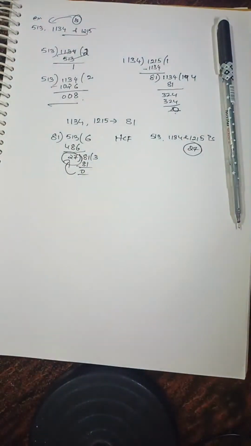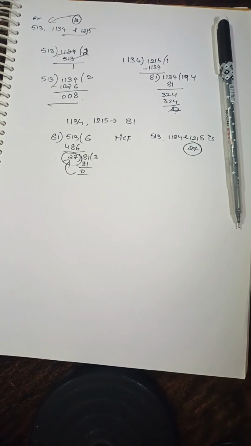27 is the highest common factor which is going to divide the numbers 513, 1134 as well as 1215.